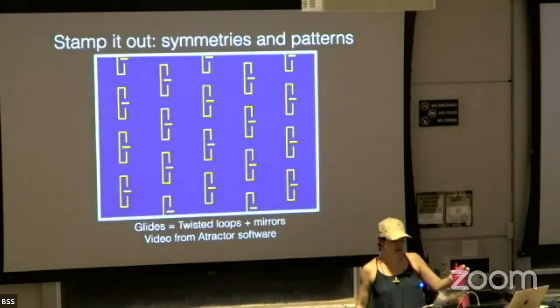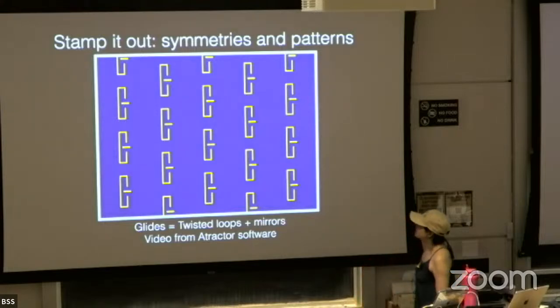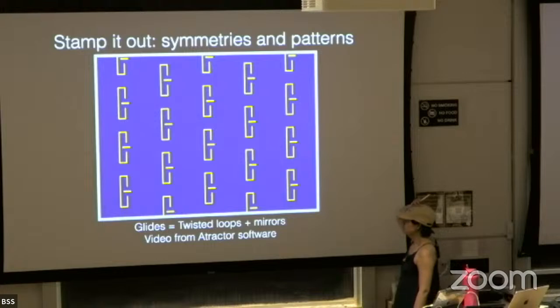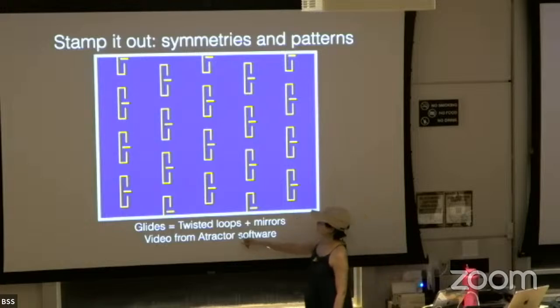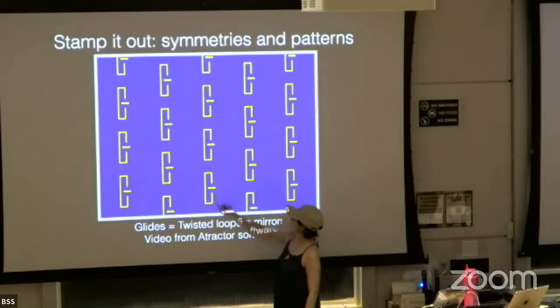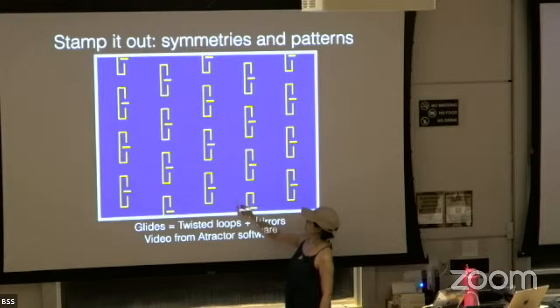So there's one other type of symmetry that we have. So this is a glide symmetry. The glide symmetry is like a translation, but also translated over at the same time.